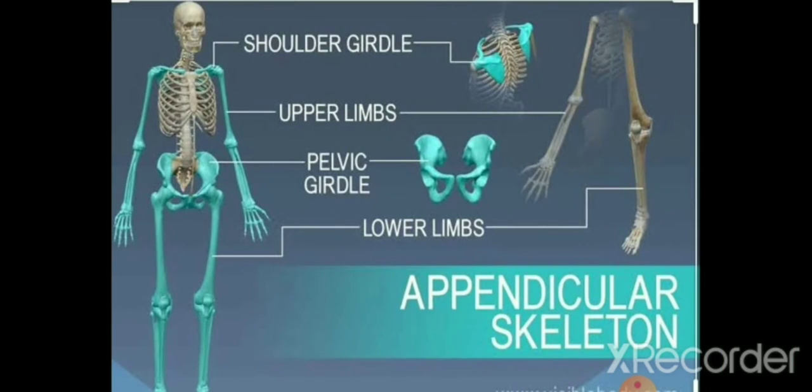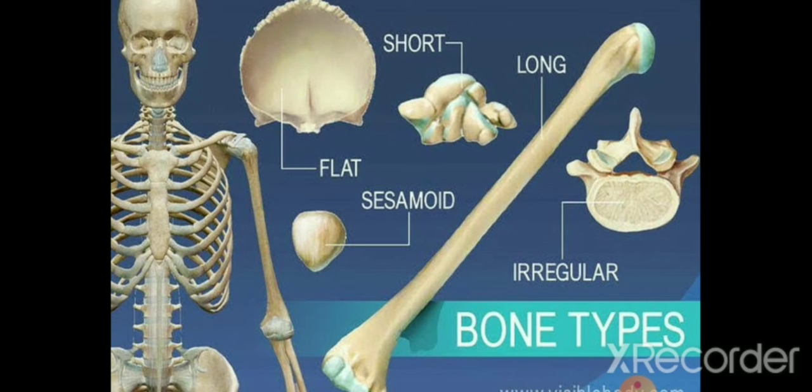In the next slide, again the turquoise color indicates the appendicular skeleton. Here you can see it is basically divided into two subparts, and these are upper limbs and lower limbs. Upper limbs have 64 bones and lower limbs have 62 bones. In the next slide we will talk about the types of bones. You can see in this slide there is a flat bone, short bone, long bone, sesamoid bone, and irregular bone.